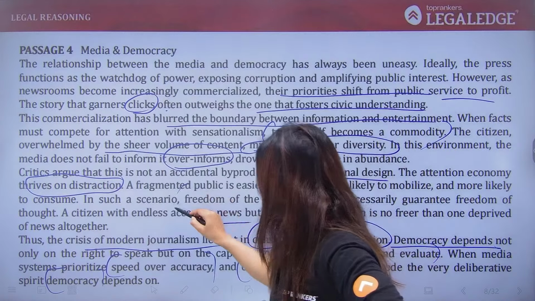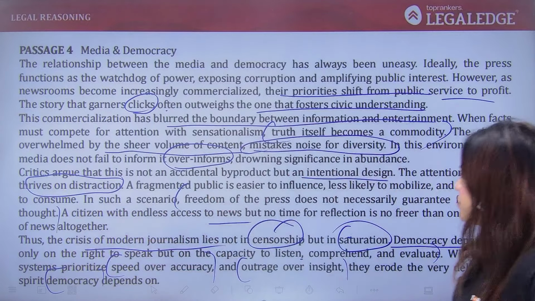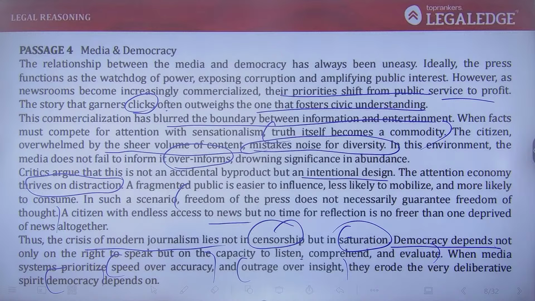So freedom of the press does not necessarily guarantee freedom of thought.